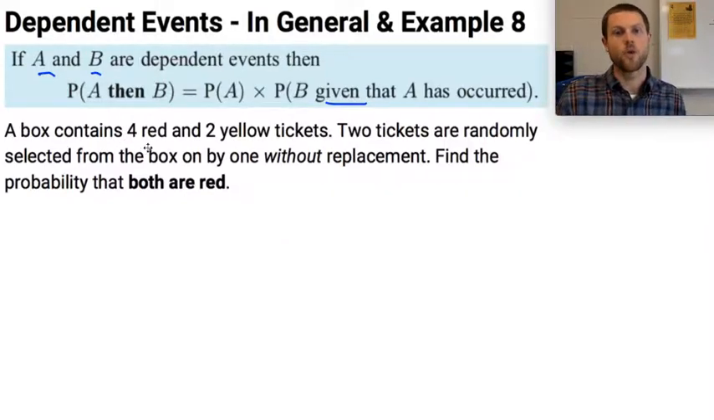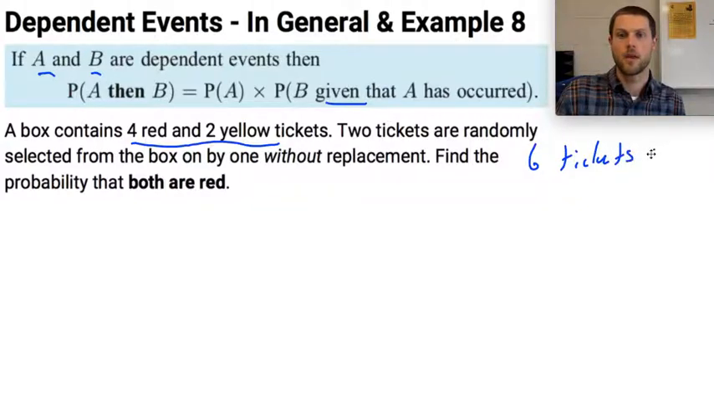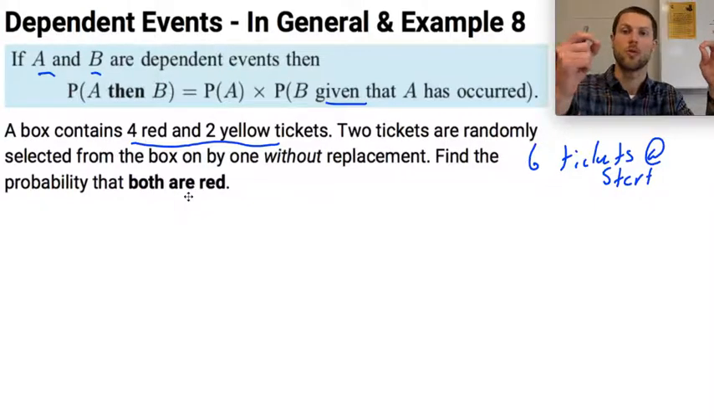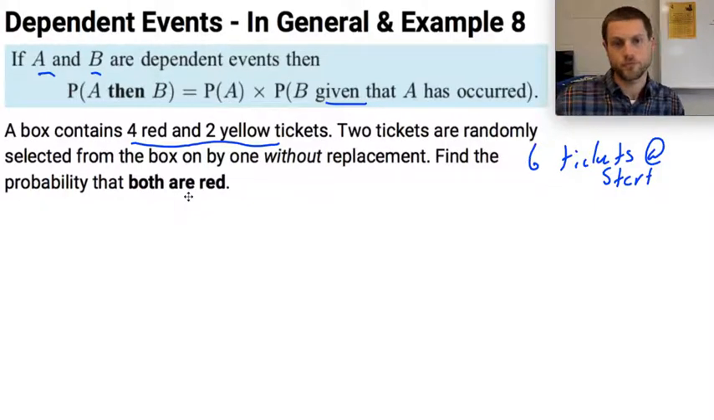Here I've got a box of 4 red and 2 yellow tickets. So one thing to keep in mind is there are 6 tickets at the start. 2 of them are randomly selected from the box, one by one, without replacement. So what does that mean? That's kind of like the marbles. I'm going to pull out a ticket, and then I'm going to pull out a second one without replacing the first one. I want to find the probability that both are red.